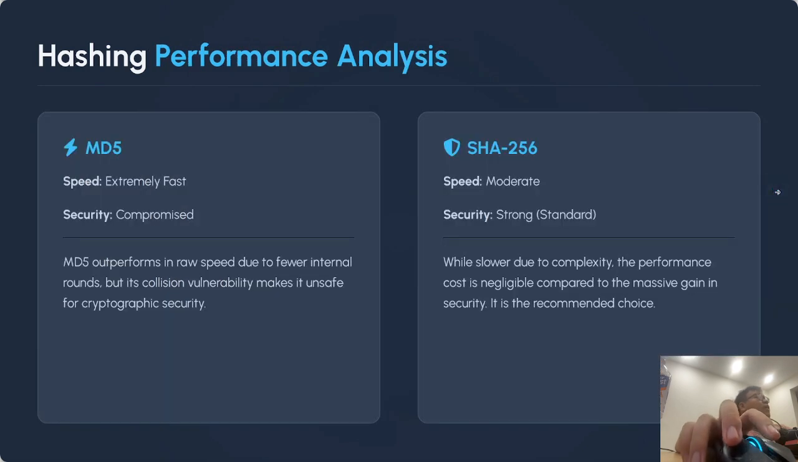The result of our analysis highlights a classic trade-off. MD5 is extremely fast because it has fewer internal rounds of processing. However, it is no longer secure due to collision vulnerability, meaning two different inputs can produce the same hash. SHA-256, while computationally slower, offers robust security. In modern systems, the slight speed difference is a negligible price to pay for the massive gain in data integrity.